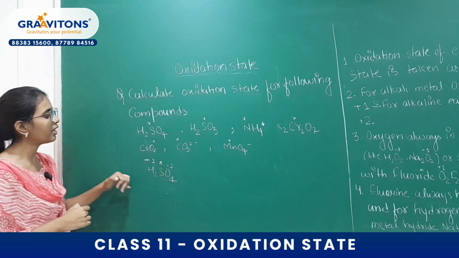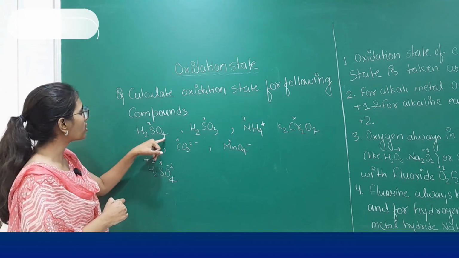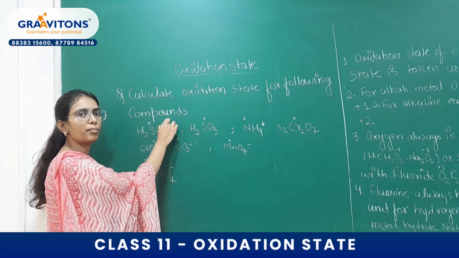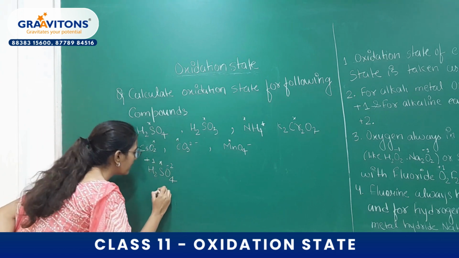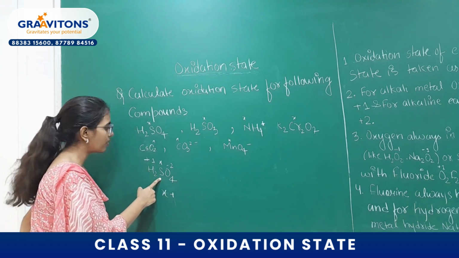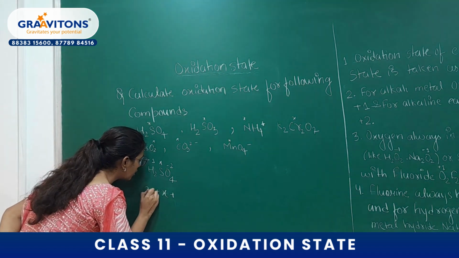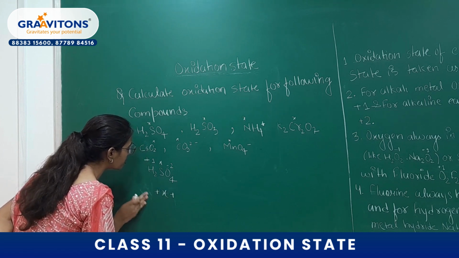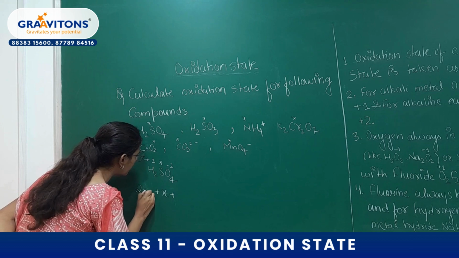Let the sulfur be X. Now this compound is a neutral compound. There is no overall charge in this compound. That's why we can write it like this: X, the oxidation state of sulfur, plus 2 into the oxidation state of each hydrogen, which is plus 1. How many hydrogens do we have? 2. So we can write 2 into plus 1.